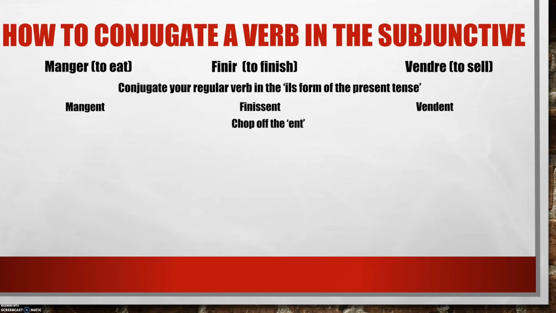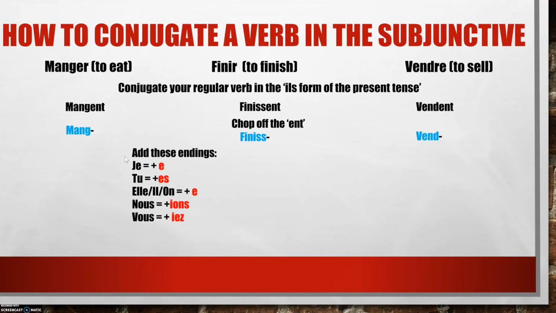In the imperfect, you chopped off the ONS. Here, we're just chopping off the ENT. So now you form the subjunctive stem. Then, like the imperfect, you have to add on your subjunctive endings. So for je, you're going to add on e, es, e, ions, iez, ent. You might have noticed that for je, tu, elle, and ils, these endings come from the present tense of er verbs. So that's a helpful way of remembering that.